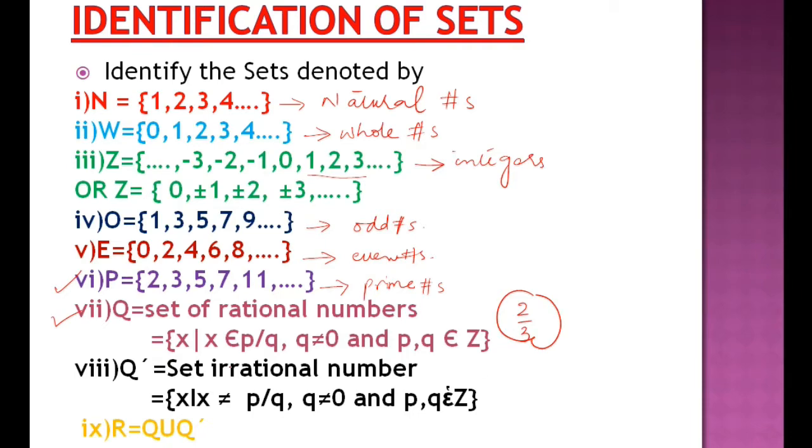Another one, Q dash, is the set of irrational numbers. Irrational numbers are those which cannot be written in the form of p by q. And the last one is the real numbers. Real numbers are the numbers obtained by combining rational as well as irrational numbers. The real line carries all the numbers, whether rational, irrational, even, odd, integers, negative, positive, 2 upon 3, 0.2. Every type of number belongs to the set of real numbers, meaning R.